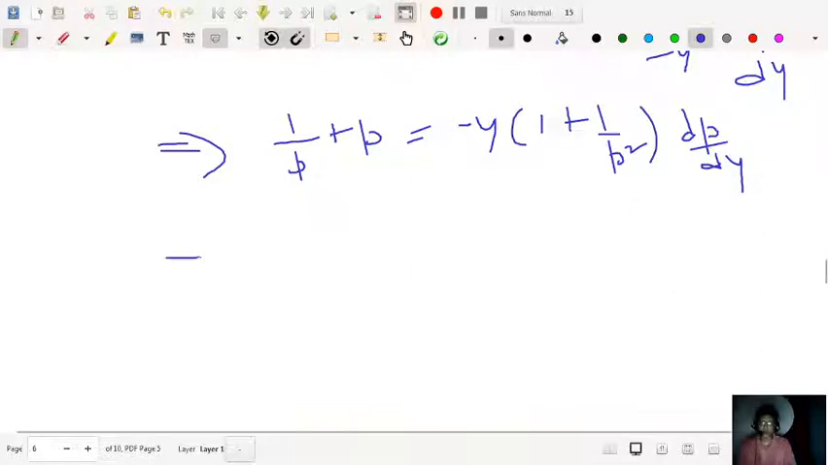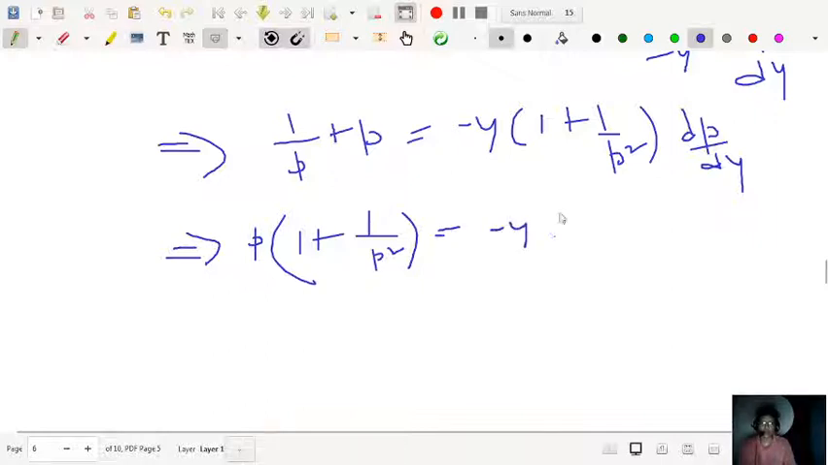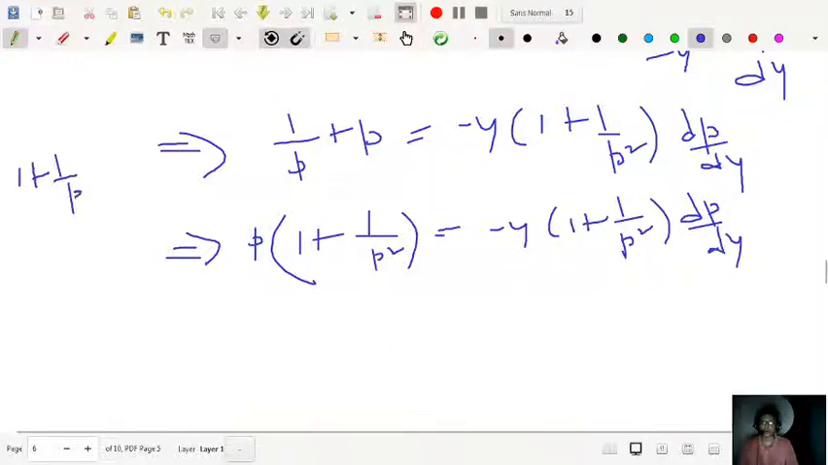With more simplification, if you take that p, it can be written as 1 plus 1 by p square equal to minus y into 1 plus 1 by p square, and this should not be 0. 1 plus 1 by p square is not equal to 0. So we can cancel it from both sides, because it cannot be 0.